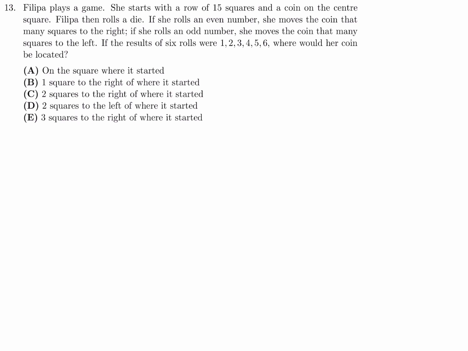All right, so we've got 15 squares, right? 1, 2, 3, 4, 5. 1, 2, 3, 4, 5. And 1, 2, 3, 4, 5. And the coin is in the middle. So the coin is right there. Okay, so now we got to start playing this game here.